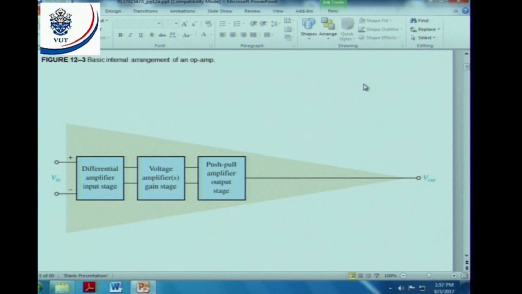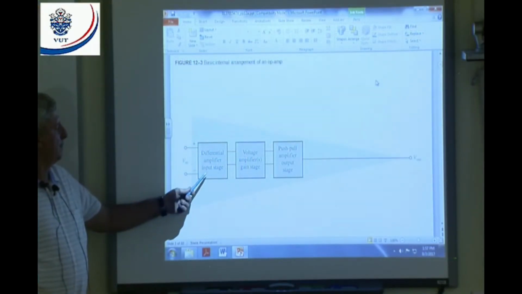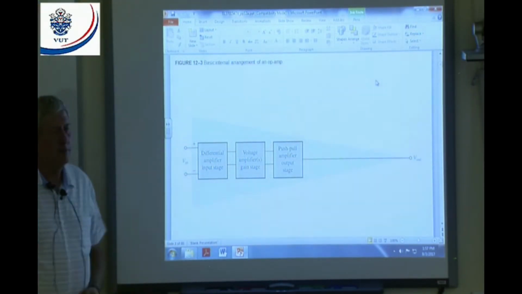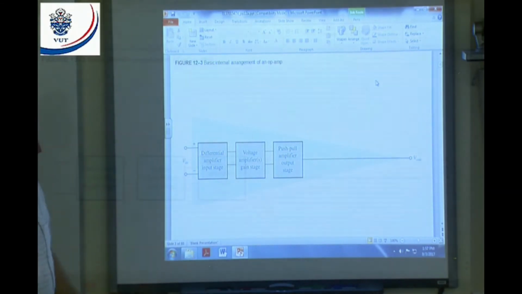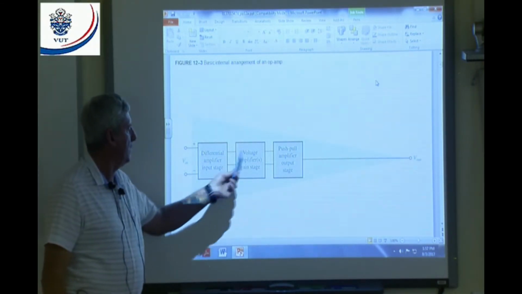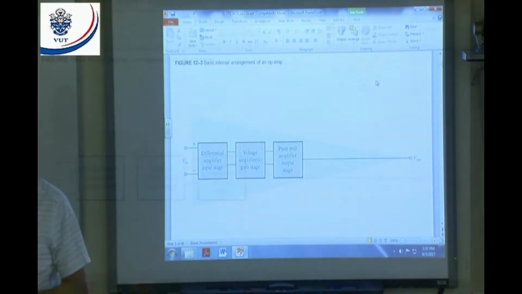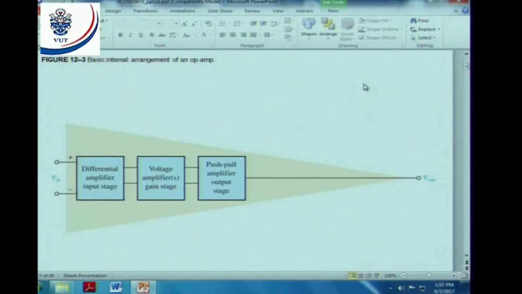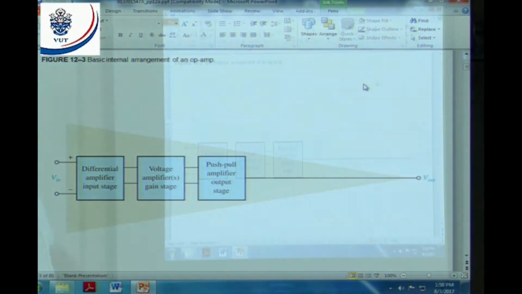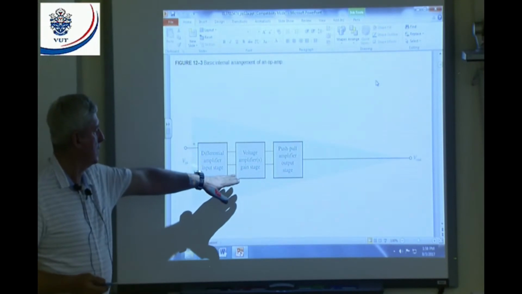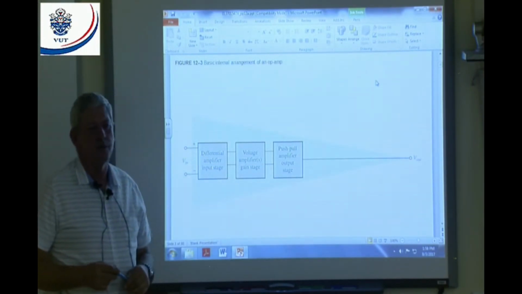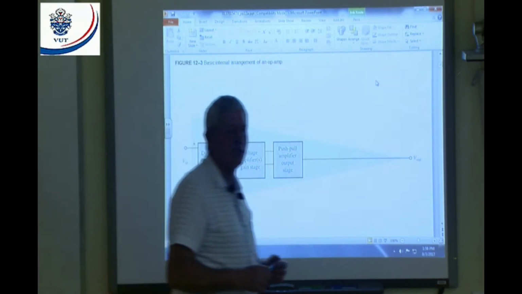The basic internal arrangement of an OpAmp. What is inside an OpAmp? First of all, I've mentioned to you 6.7, the differential amplifier. All right? The input stage of the OpAmp is a differential amplifier. All right? Then we talk about a voltage amplifier gain stage. That will be like a common emitter amplifier, small signal amplifier. And then on the output, you will have a push-pull amplifier to deliver a little bit more current. All right? First of all, I repeat, differential amplifier, a voltage amplifier gain stage, and then a push-pull amplifier. Any questions?